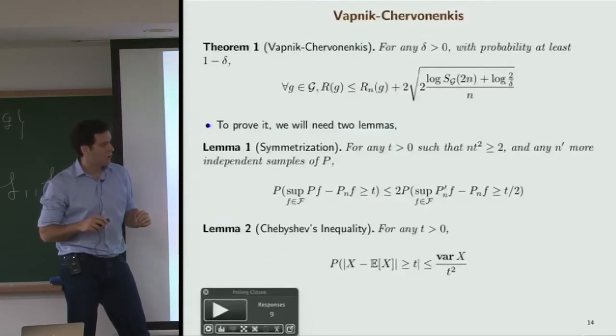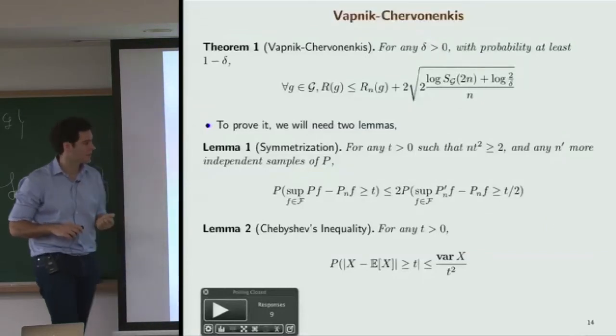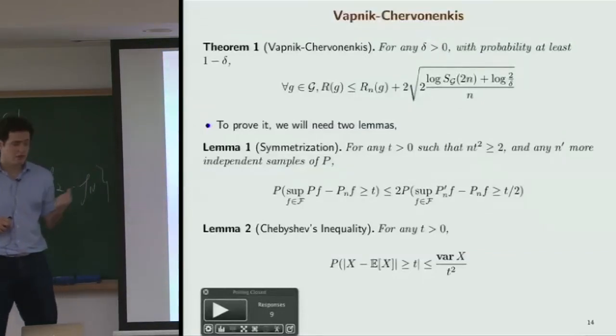Instead of having log of 1 divided by delta of f, we have log of the growth function of 2n, not exactly n. Here we have the growth function of 2n, and log 2 over delta. This is the same as what we had before. So we will prove this result.